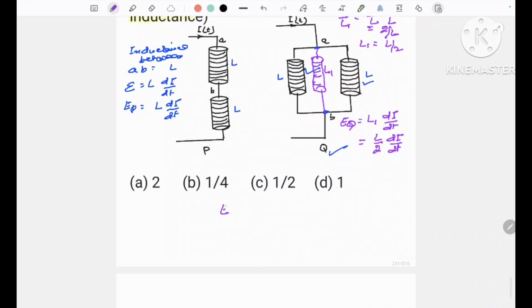So, ratio EP by EQ is L di by dt over L by 2 di by dt. This is 2. A is correct option.